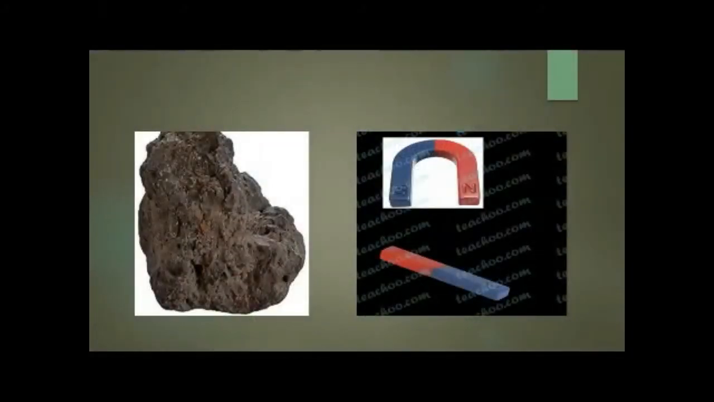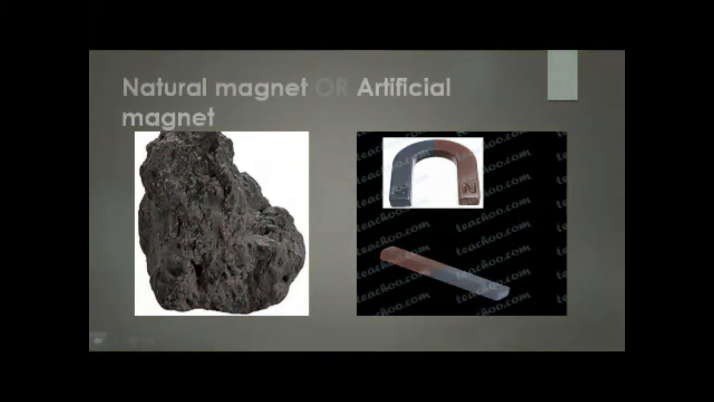Okay students, you can see two pictures on your screen. The first one is a natural magnet and the second is an artificial magnet. What is the difference between natural magnets and artificial magnets? Students, natural magnets are shapeless while artificial magnets have a proper shape. Natural magnets are weak magnets. On the other hand, artificial magnets are strong magnets.